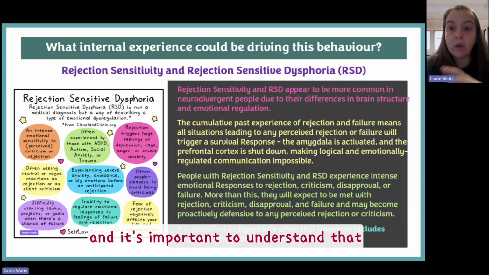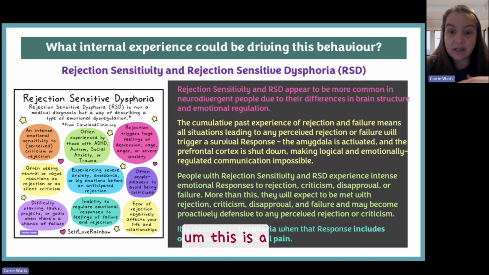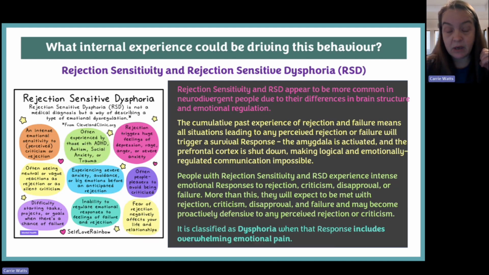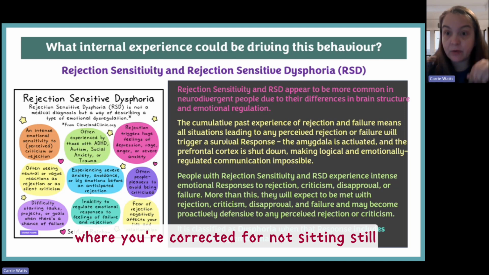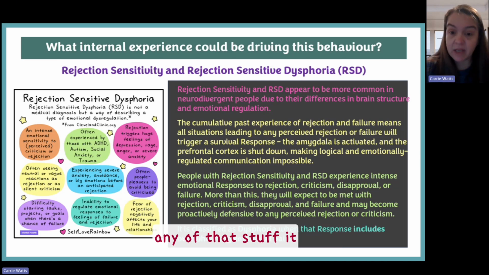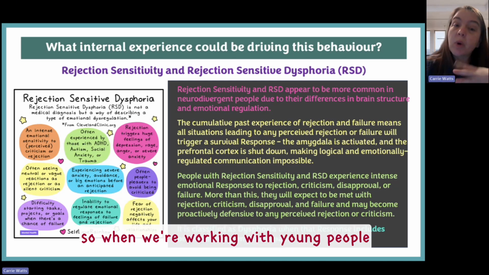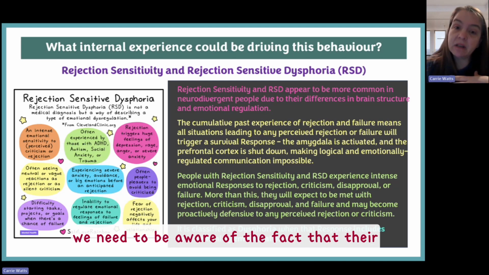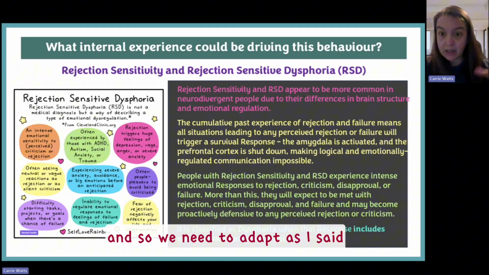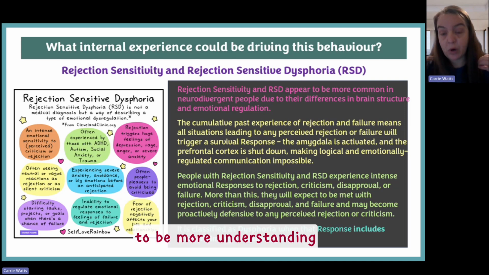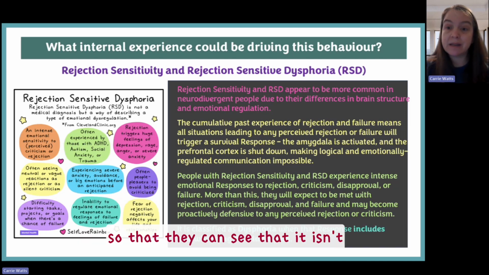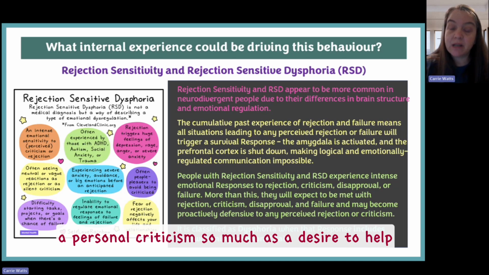And it's important to understand that when we're working with young people, this is not something that takes decades to build up. You go through enough primary school and nursery interactions where you're corrected for not sitting still, or corrected for sounding rude, or for asking too many questions, or any of that stuff. It builds up pretty quickly. So when we're working with young people, we need to be aware of the fact that their amygdala is probably in control and their prefrontal cortex is not working. And so we need to adapt. As I said, as the adults, it's on us to be more understanding. We have to adapt how we're leading that situation to help them through so that they can see that it isn't a personal criticism so much as a desire to help.